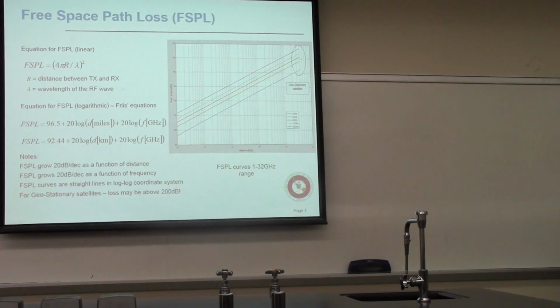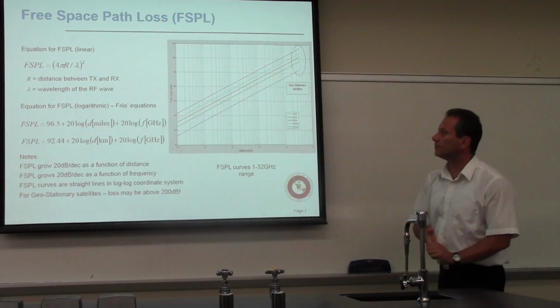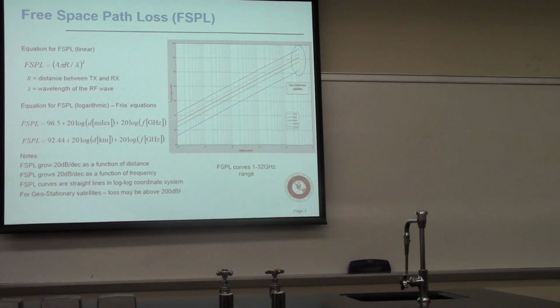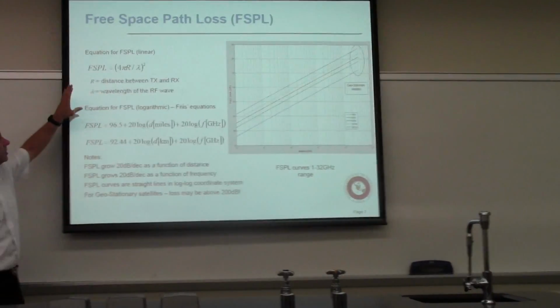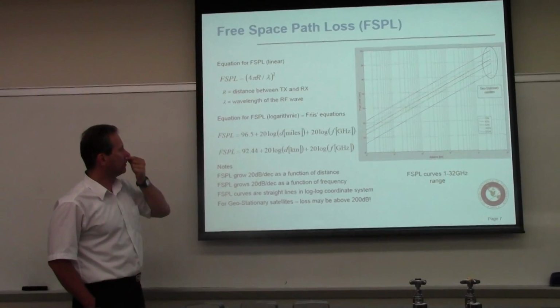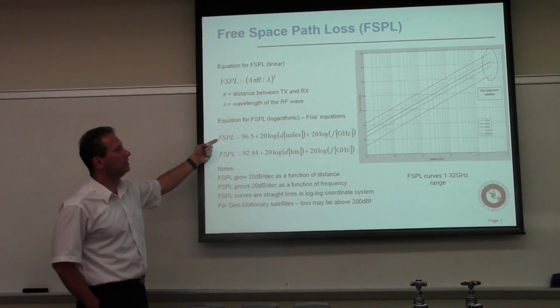However, very rarely is it used in this particular form. What we do is some basic math manipulation that is given in the notes. We translate this linear equation into a logarithmic equation here, and we have these two formulas that give us free space path loss in dB.